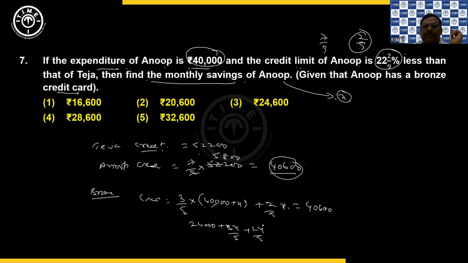You know 3X by 5 plus 2X by 5 will be X, which is equal to 40,600, so X is going to be 40,600 minus 24,000. As you rightly said, 16,600. Wonderful, very good. Yes, Praful, good.